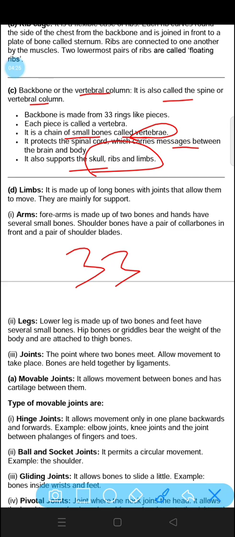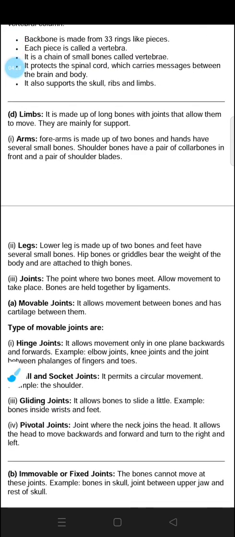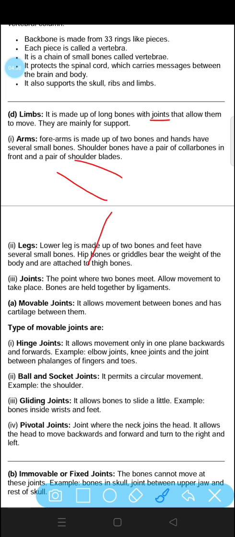Now next is limbs. They are made up of long bones with joints that allow them to move. They are mainly for support. We have bones that are joined here. Like if this is our hand, these are two bones which are joined. We can move our hand from there only. First one is the arm. The forearm is made up of two bones and hands have several small bones.